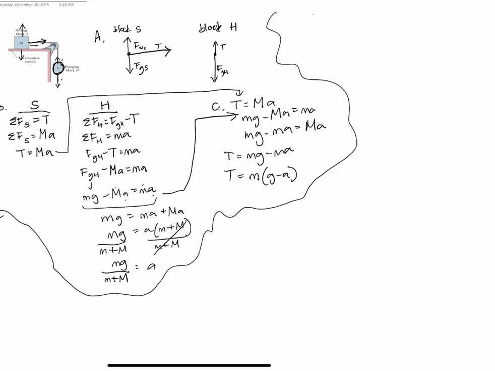For part D, we have the equations for A and we have the equation for T. So let's just start off with what will happen to the acceleration when we increase only the mass of block S. So when we increase the mass of block S, the denominator will get bigger, which means that this whole term will be smaller. Acceleration will decrease.